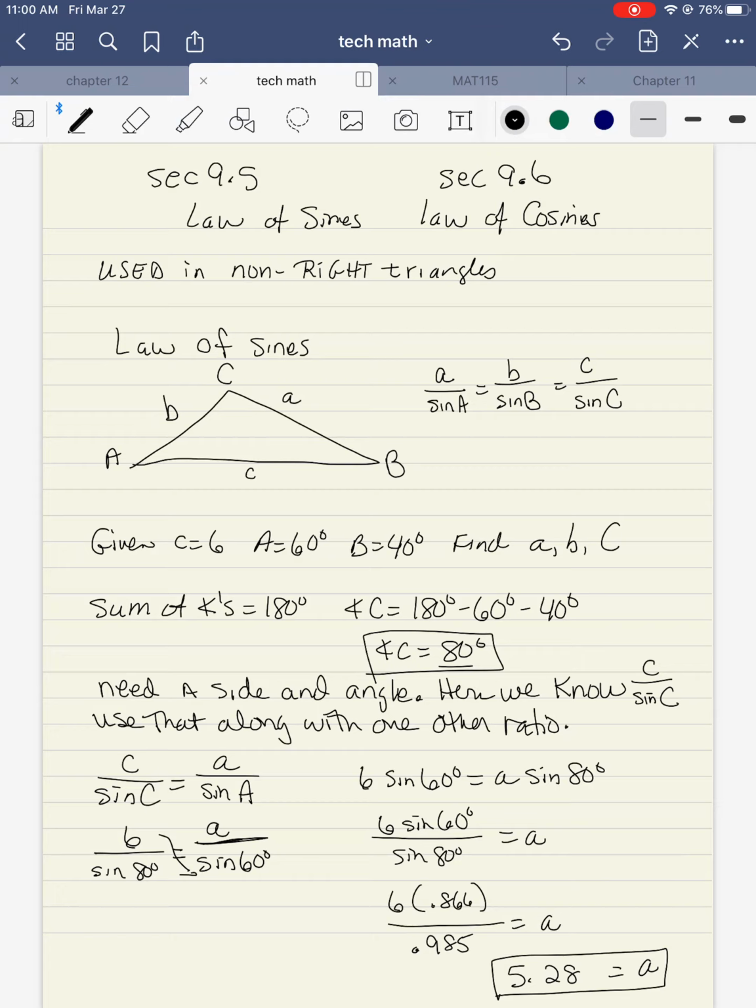Cross multiplying to solve this, I get 6 times the sine of 60 equals little a times the sine of 80. Divide both sides by sine of 80 to isolate the a, so you get 6 sine 60 divided by sine 80. Sine of 60 is 0.866, sine of 80 is 0.985, so when you take 6 times 0.866 and then divide it by 0.985, you get side a is 5.28.